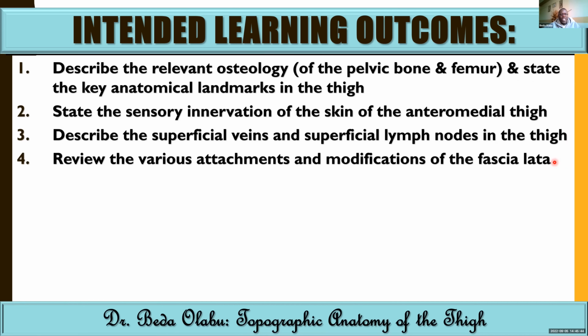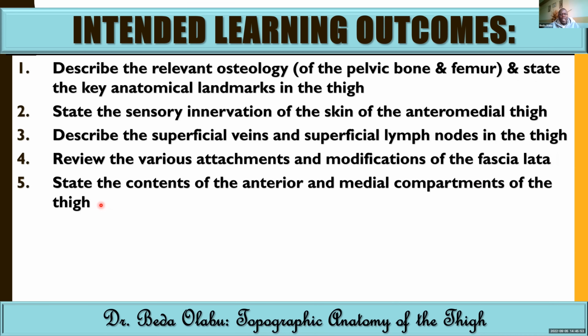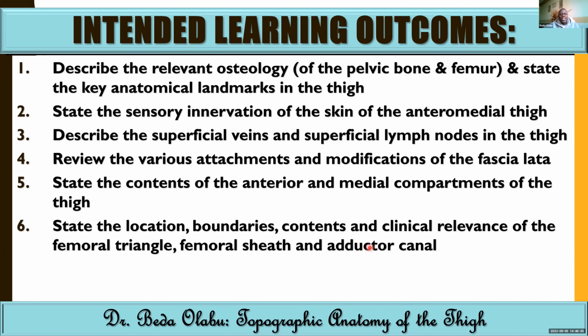Beyond the superficial structures, we will look at the fascia lata in great detail, where we're going to focus on its attachments and modifications. After that, we will state the contents of the anterior and medial muscular compartments of the thigh, especially the muscular components. Then there are some specific spaces that you're going to focus on. Three in particular: we'll look at the femoral triangle, and within the femoral triangle there's something called the femoral sheath. And then there's another space called the adductor canal. We look at the boundaries, contents, and clinical importance of each of them.